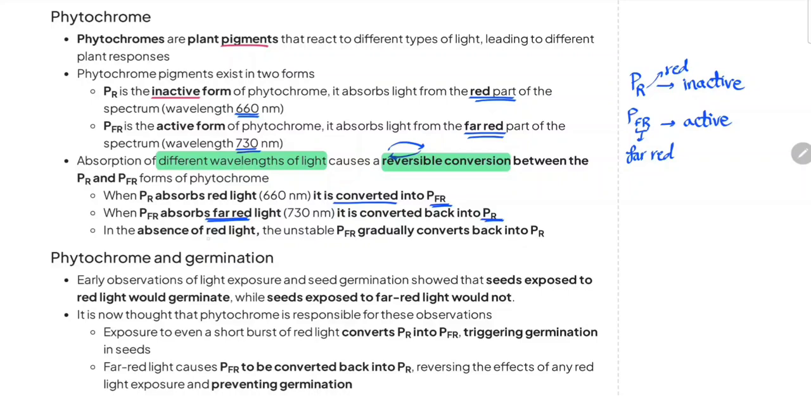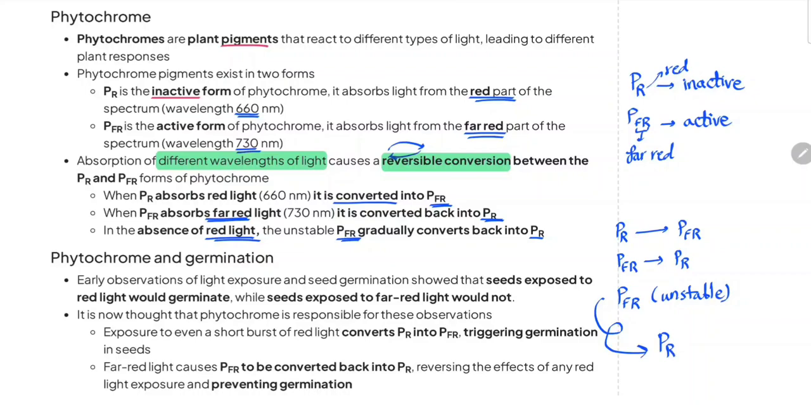However, in absence of red light, if we don't already have red light, the unstable PFR gradually converts back to PR. So PR absorbs the red light, and whenever it absorbs it, it's converted into PFR. While the PFR absorbs the far red light and is converted to PR. And even if there is no red light, the PFR, which is unstable, is gradually converted at the end of the day into PR. So we can see how it leads to PR at the end in here.